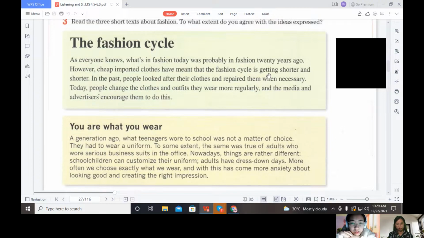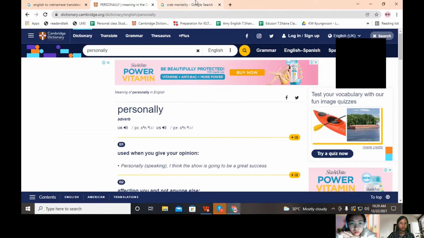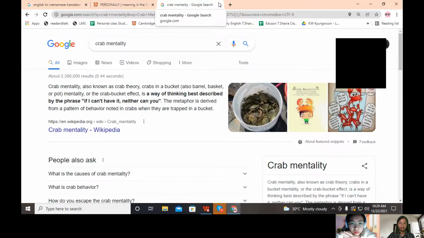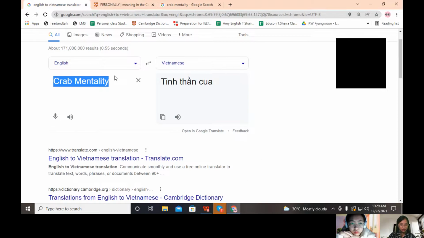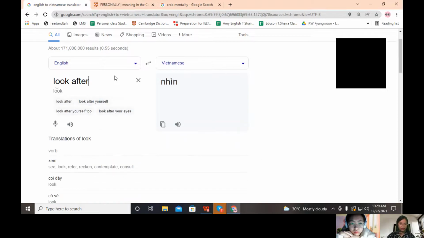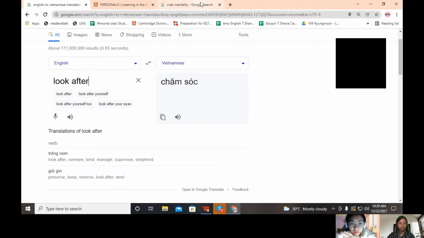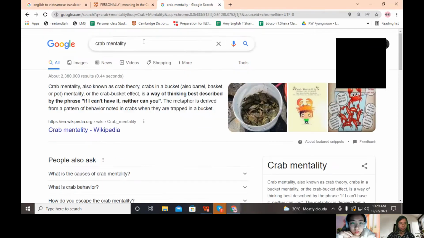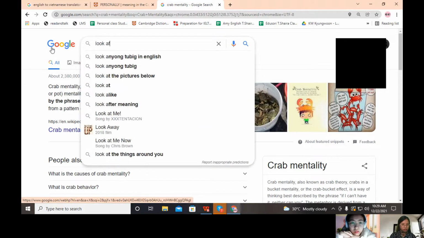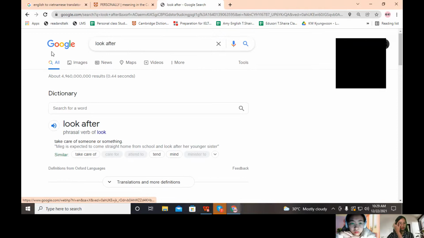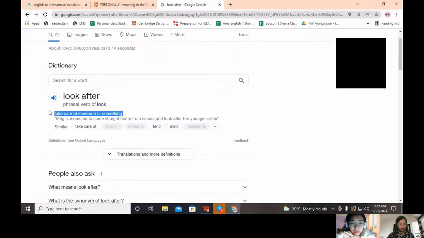What does "look after" mean? It means that you take a look at it carefully. Look after. Take care of it. It's the same as take care of something or someone. Yeah, okay.